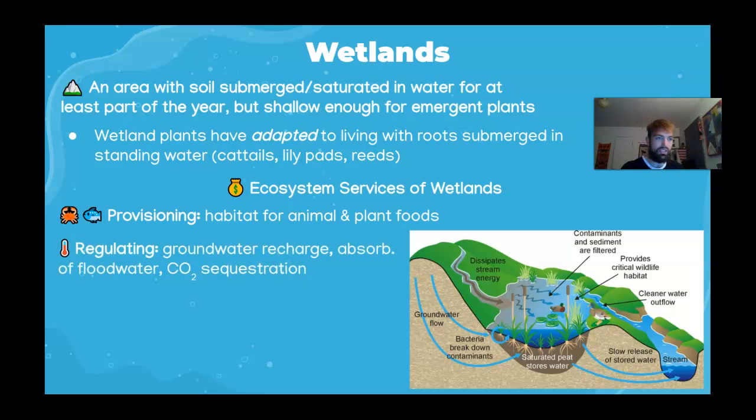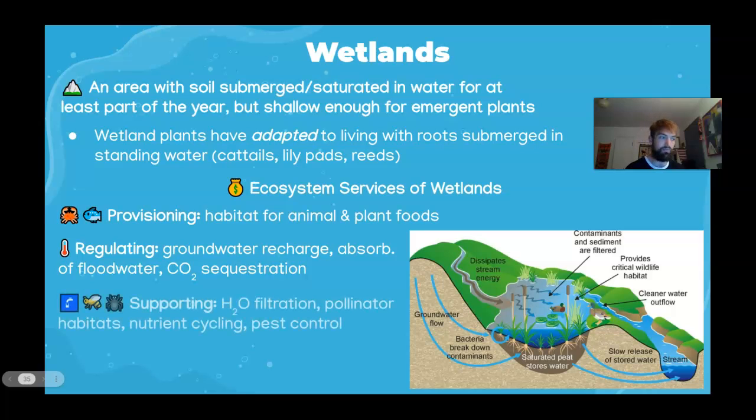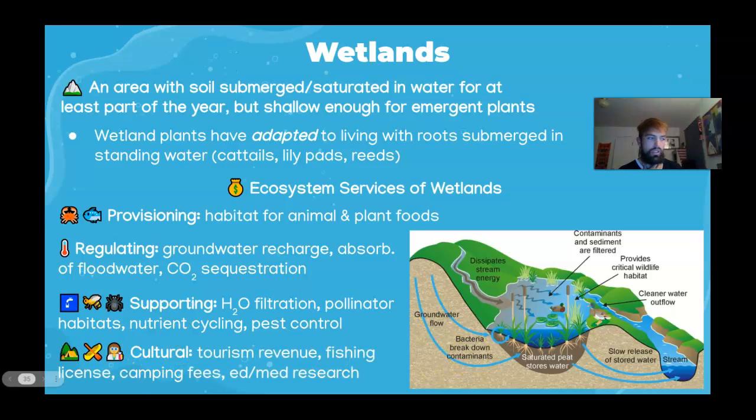They regulate how much water goes into our groundwater, so how much water we're able to access in the aquifers and such. And when there are floods, they can act as a buffer so that places don't get as flooded, as well as they store a lot of CO2 and greenhouse gases. They're also supporting the ecosystem by offering water filtration, so cleaning the water and filtering it, habitats for pollinators and insects, cycling nutrients like we've been learning about phosphorus and nitrogen, as well as a way to control pests on farms and in areas. And then also they're really important for tourism, revenue, fishing, camping, and medical research. So culturally, they're very important too.